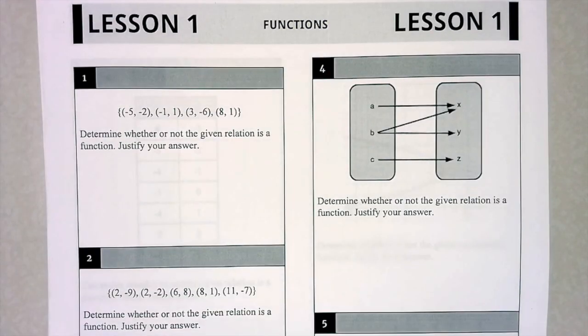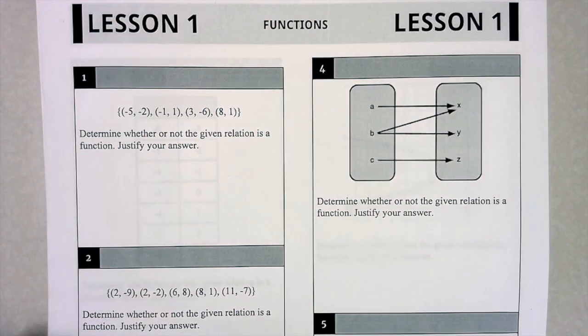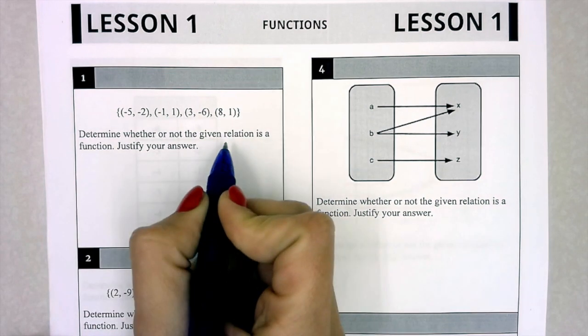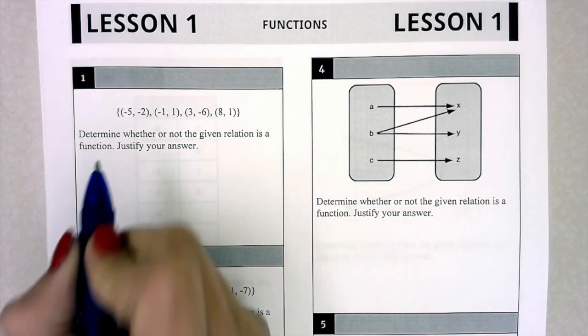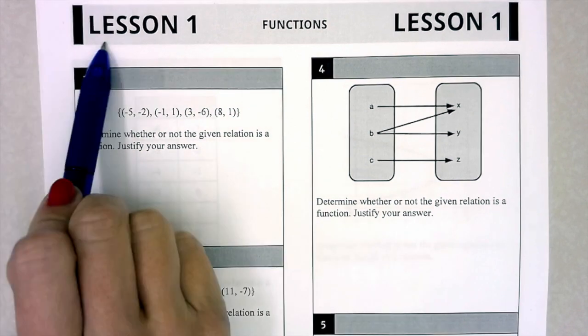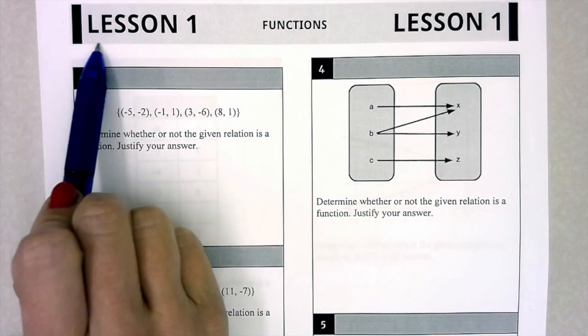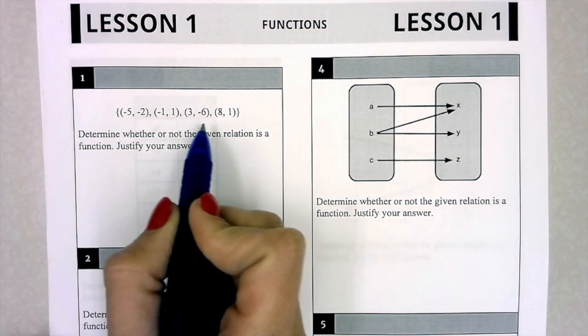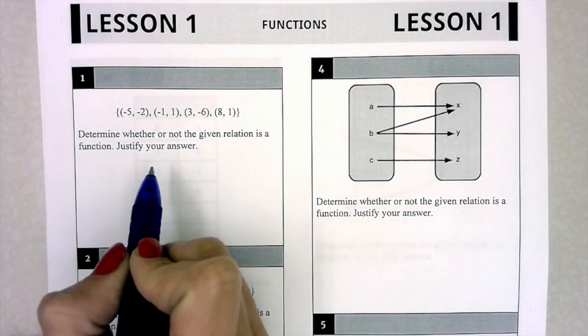These are questions that you should be able to do after the notes were taken, after the examples were done in class, and after any discussion. You should be really comfortable with this sort of exercise at this point. Here it's asking you to determine whether or not the given relation is a function and to justify your answer. If you want a lesson on this, the lesson has a separate video. I'm just going through the answers as a way for you to check your work. So if you need more support, please check the other video.